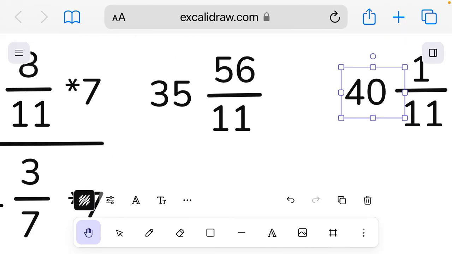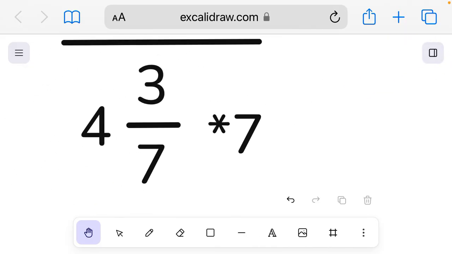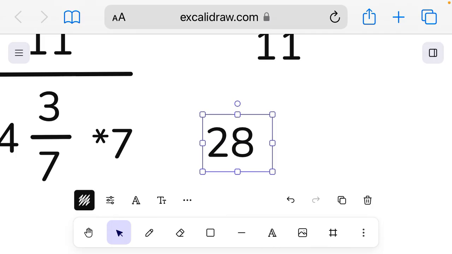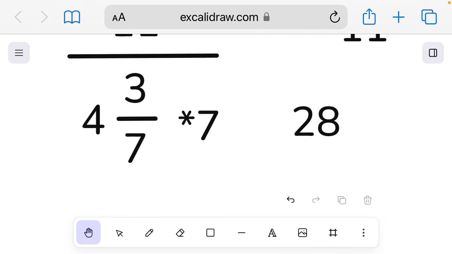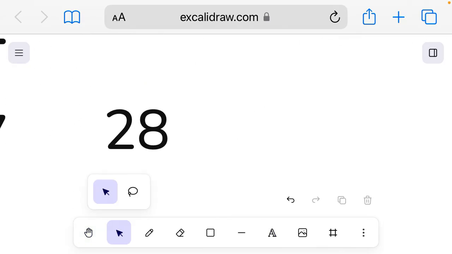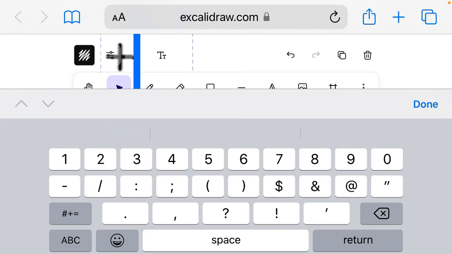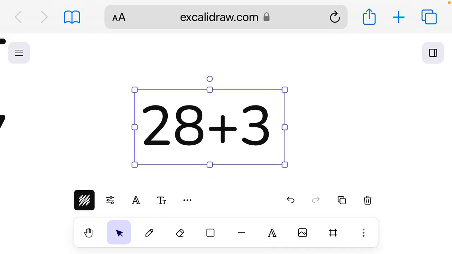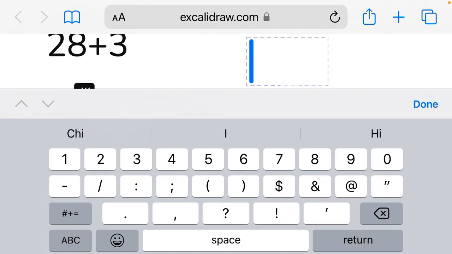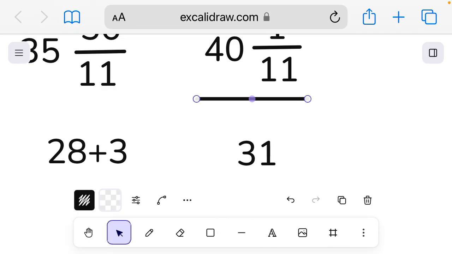Now, the next one here, all we have to do is multiply the whole number. 4 times 7, which is 28. And then 3 over 7 times 7, well, the 7s cancel out. So it just leaves us with 3. Now all you have to do is add them up. 28 plus 3, that's 31. Now we have a better fraction.